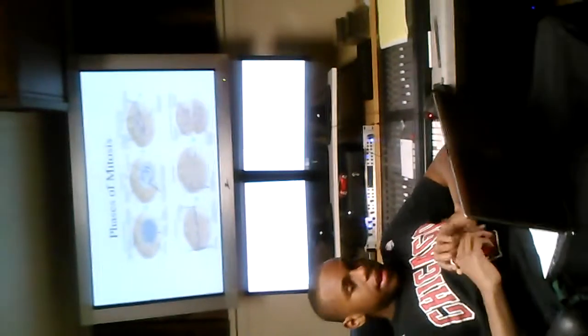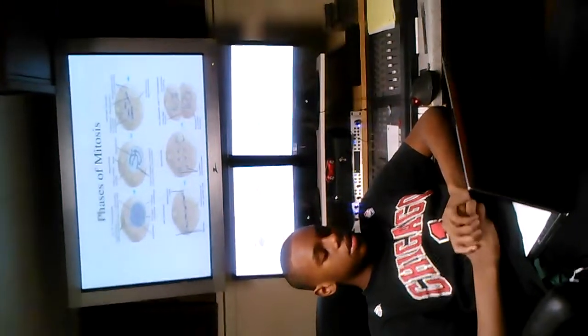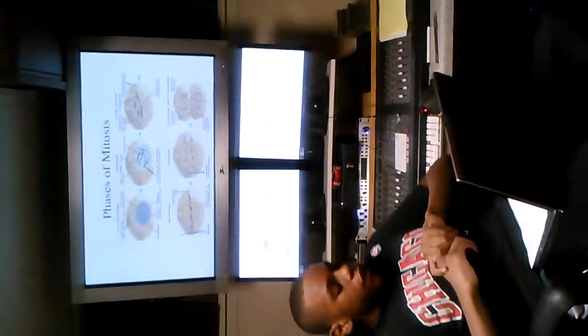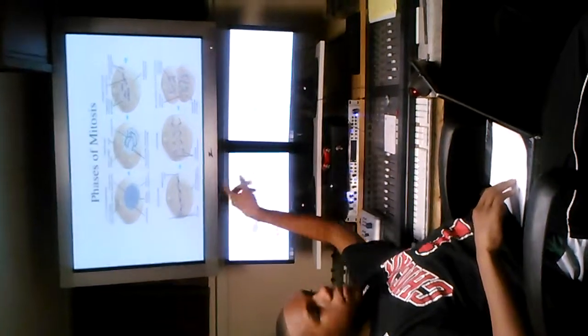There we go. Now, mitosis has 4 phases. And the first phase that we're going to get into is prophase. Prophase is when the chromatin condenses into chromosomes. As you can see up there, it's starting to form more.